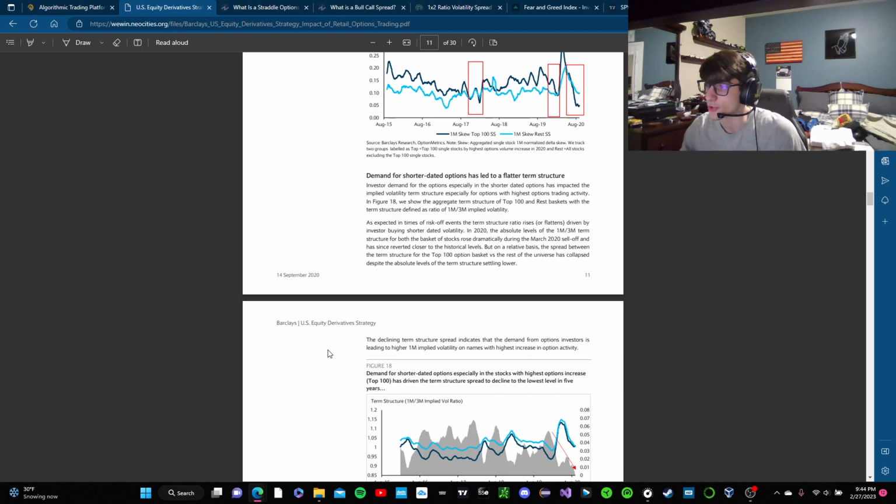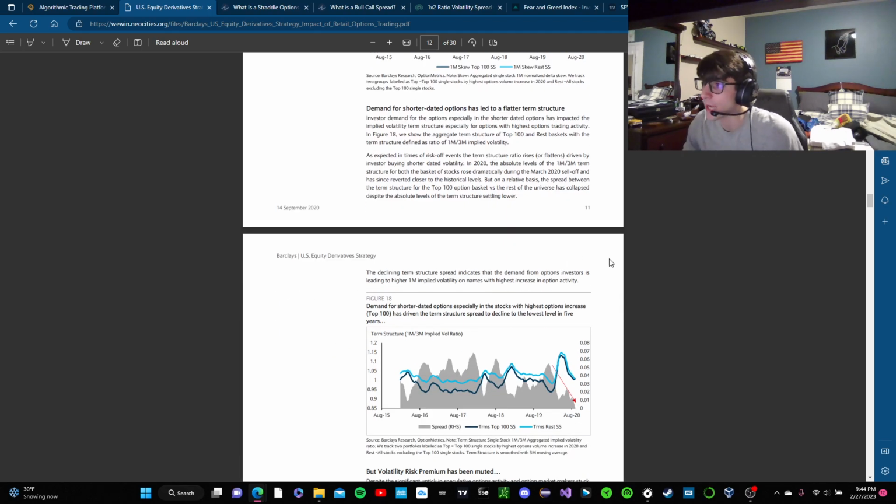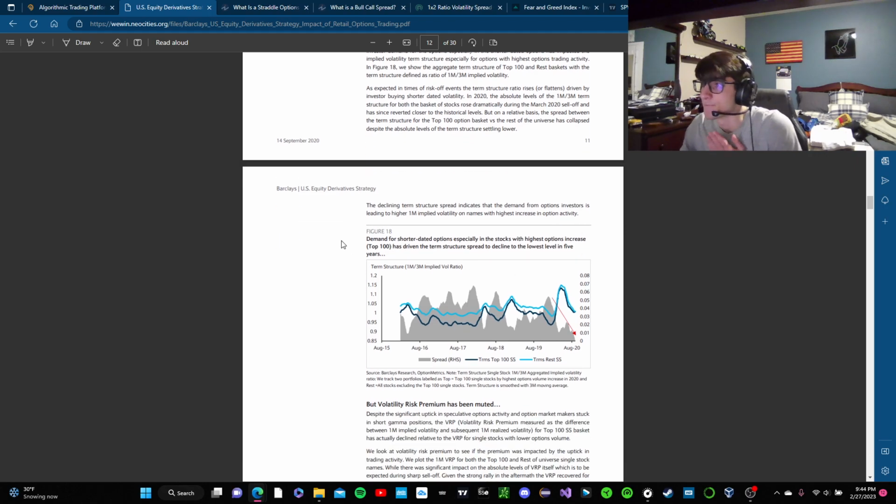The declining term structure spread indicates that demand from options investors is leading to higher 1 month implied volatility on names with the highest increase in option activity. So demand for shorter dated options, especially in stocks with the highest option increase, the top 100, has driven the term structure spread to decline to the lowest level in 5 years. So the term structure, rest of the single stocks, top single stocks, and the spread.